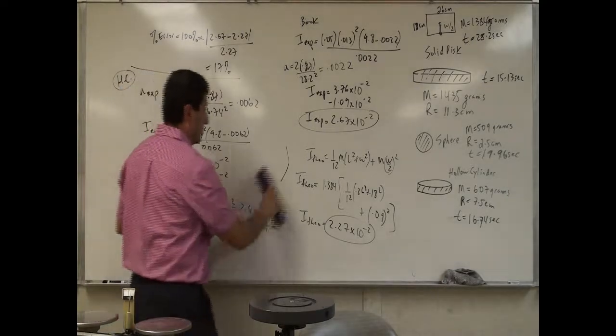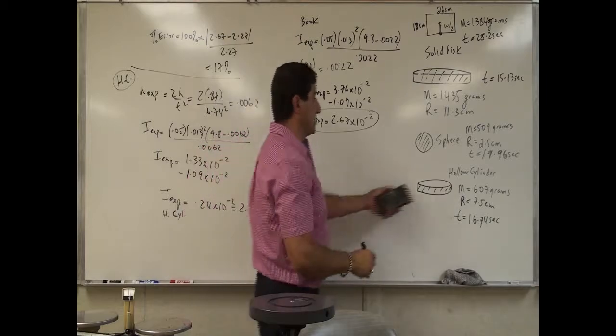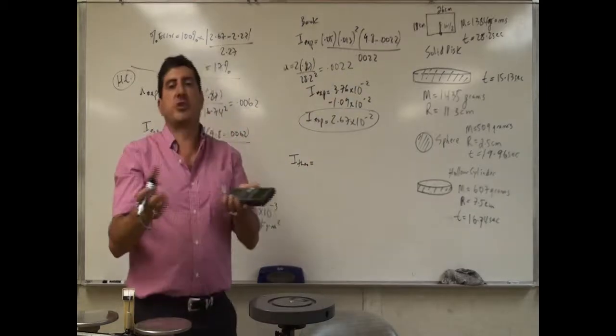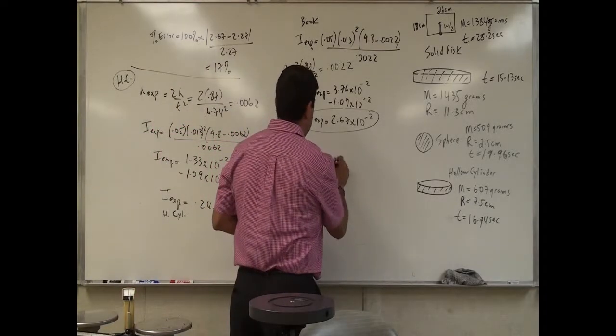So now let's calculate what the theoretical moment of inertia of the hollow cylinder is. Since for the hollow cylinder all of the weight is concentrated on the outside, the moment of inertia is just going to be its mass times its radius squared. Mass times its radius squared.